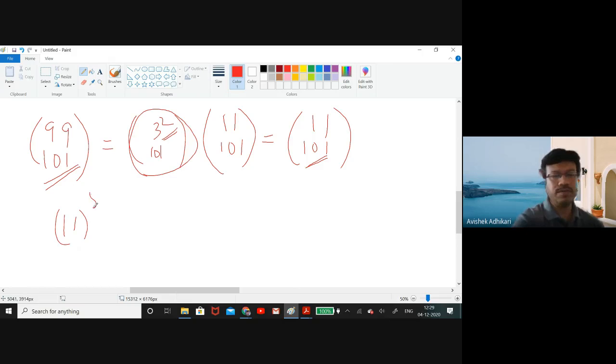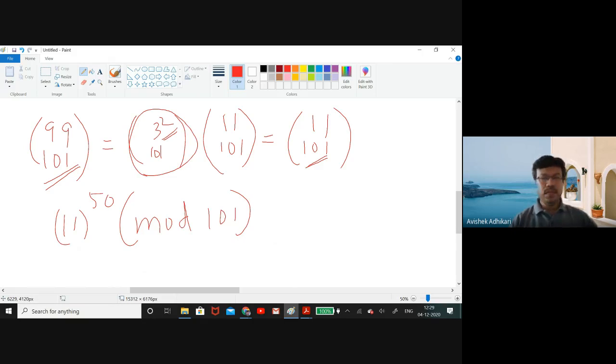Now you need to calculate 11 to the power 50 modulo 101. If you are able to calculate this, then you are done basically. So again the question is how to calculate 11 to the power 50 modulo 101. Again you will be a little stuck here.